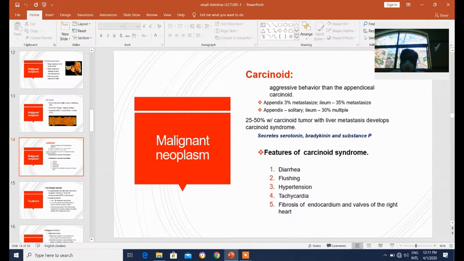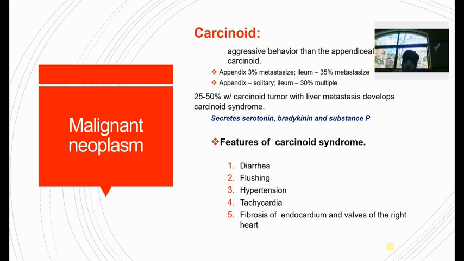Carcinoid tumors are aggressive in behavior, and among these 3% metastasize. Ileal lesions mostly metastasize, while in the appendix these are usually solitary, and in the ileum these are multiple. The most common site of metastasis for these tumors is the liver, and when this metastasis occurs, this is called carcinoid syndrome. This syndrome comprises the following features: episodes of diarrhea, flushing of the face, and features of hypertension associated with tachycardia. It can also be accompanied by fibrosis of the endocardium and valves of the right side of the heart.